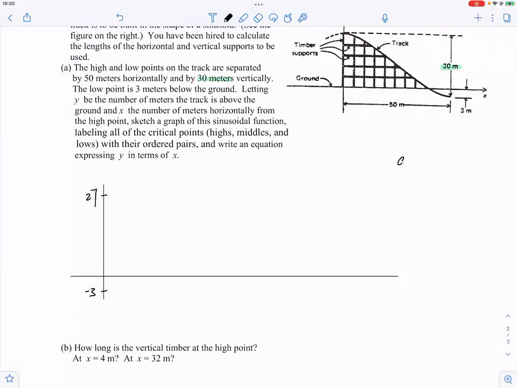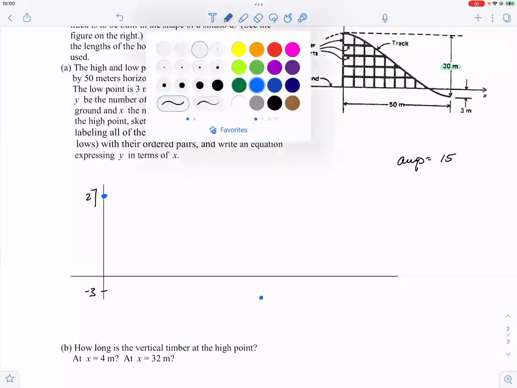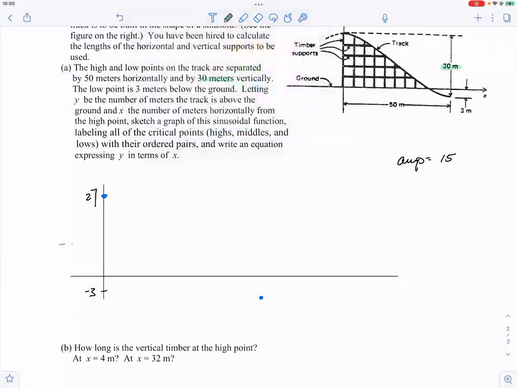And that actually gives you the amplitude of 15. And if you know the 15, then you would know the midline, which is 12.